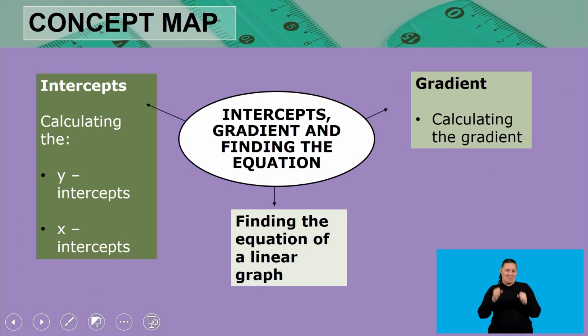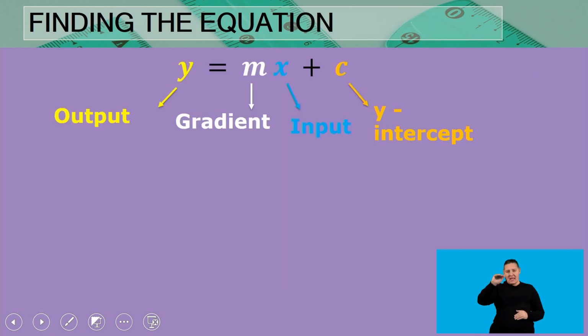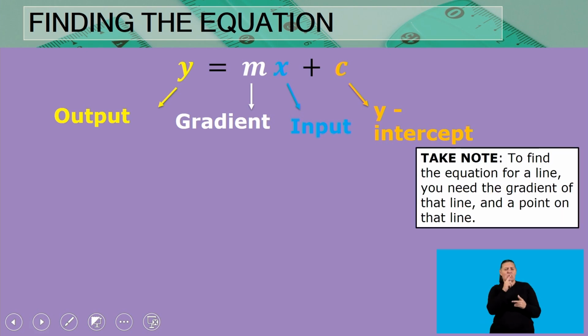Let's move on to the last concept on our concept map, and that is finding the equation of a linear graph. Now remember the standard equation. We have the output as our y, the gradient as our m, our x as the input, and we have the c as our y-intercept. Now how do we use the standard form to find the equation?